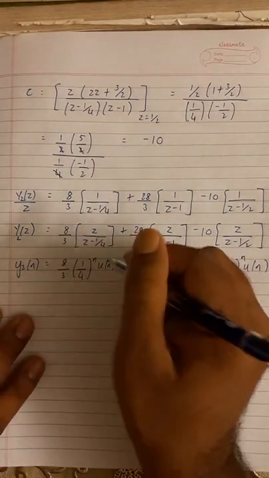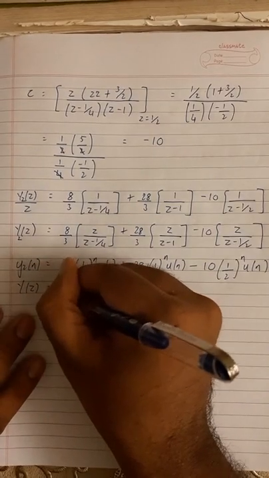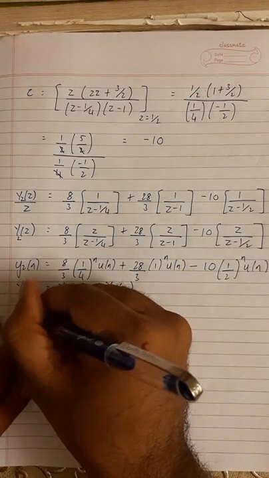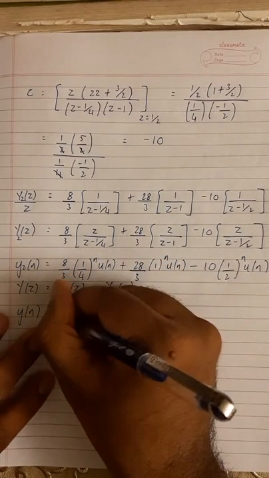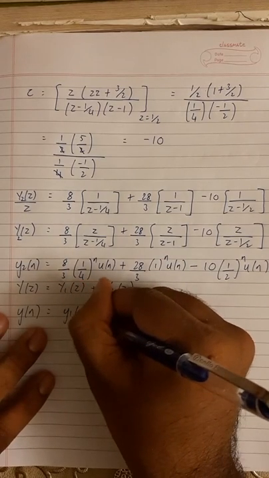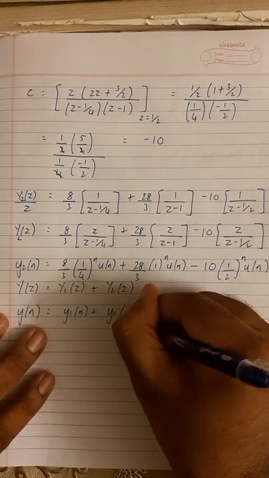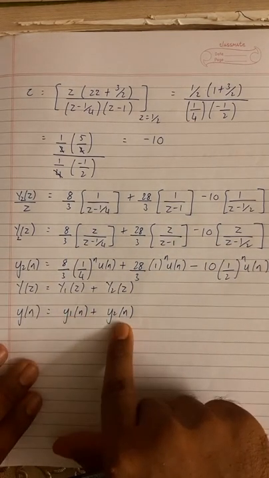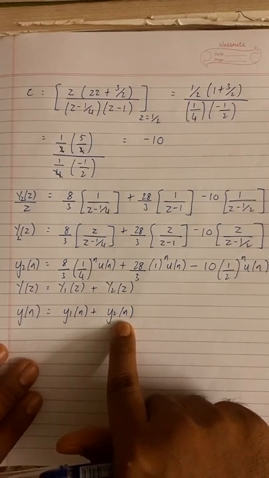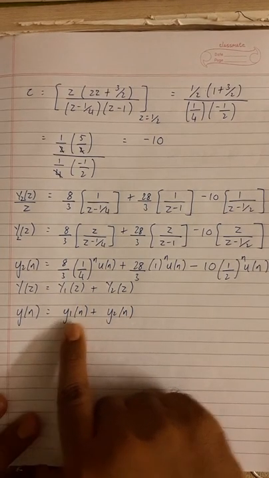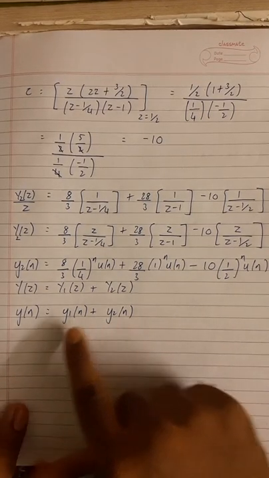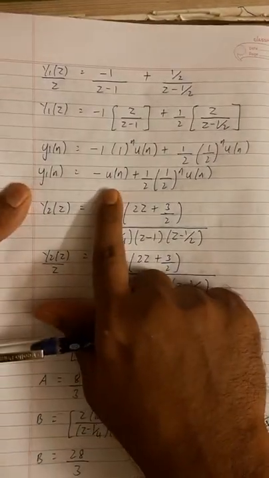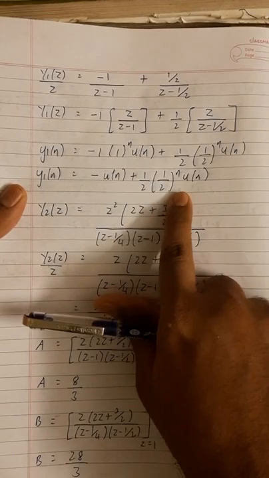Okay, and since Y(z) is equal to Y1(z) plus Y2(z), then according to the linearity property, the total response y(n) is equal to the natural response plus the forced response, right? This is the response due to initial conditions only, and this is the response due to the input only. Here this is called the natural response, and this is called the forced response. The natural response we have already discovered; it is minus u(n) plus (1/2)^n u(n), right?